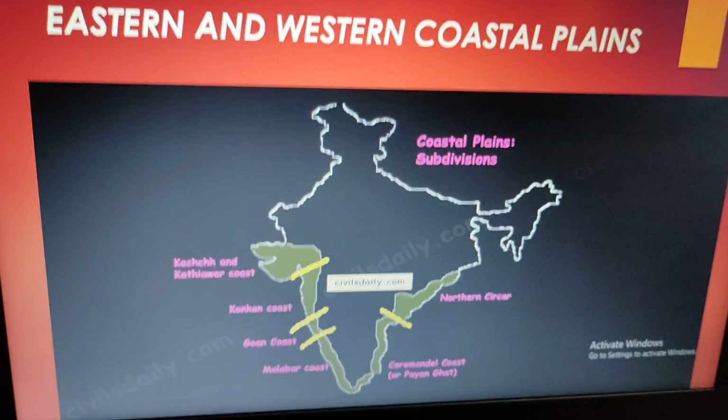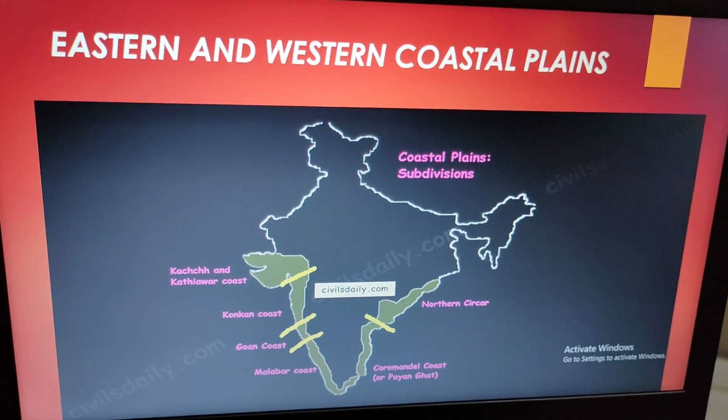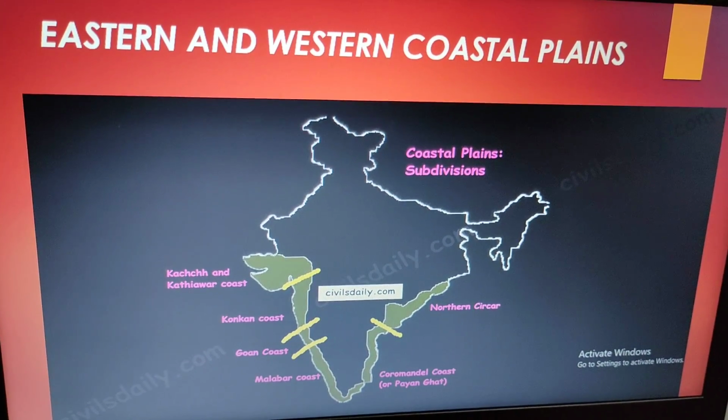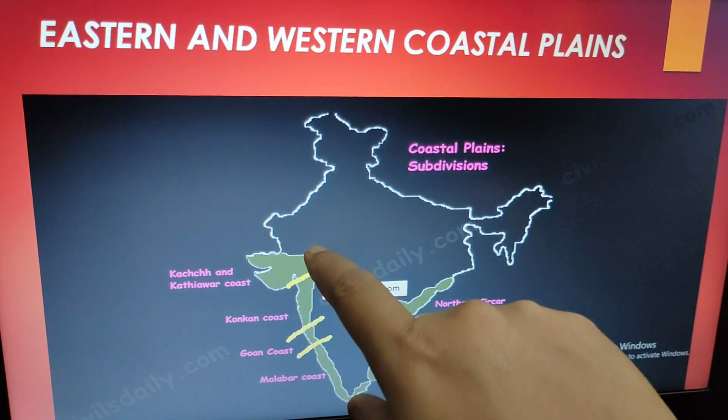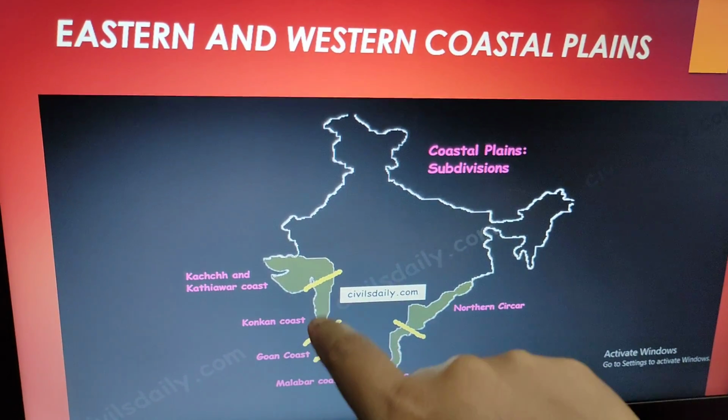Now let's have a review of the map which shows the eastern and western coastal plains of India. Now these are your coastal plains with the Eastern and Western Ghats. This line, it is sandwiched.